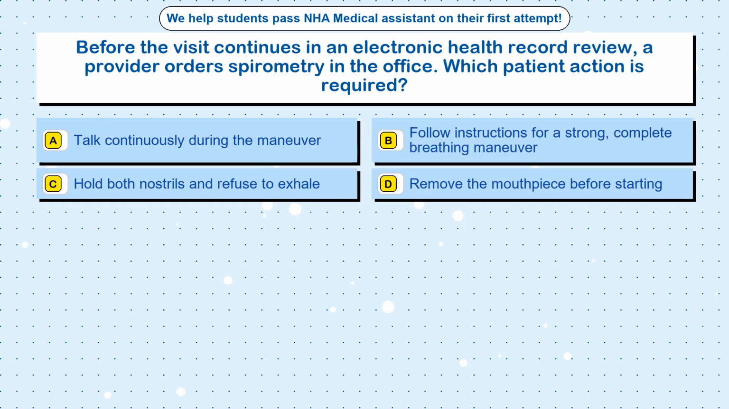Question 90. Before the visit continues in an electronic health record review, a provider orders spirometry in the office. Which patient action is required? Option A, talk continuously during the maneuver. Option B, follow instructions for a strong, complete breathing maneuver. Option C, hold both nostrils and refuse to exhale. Option D, remove the mouthpiece before starting.